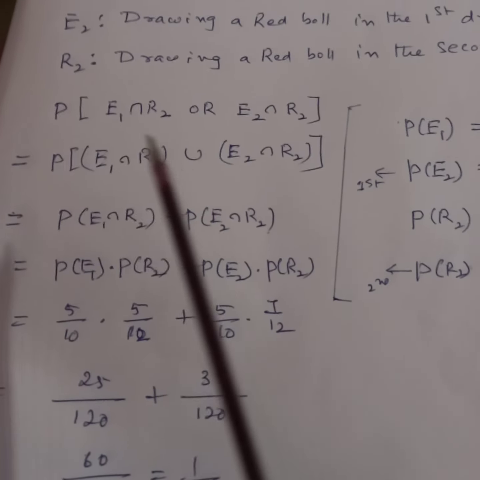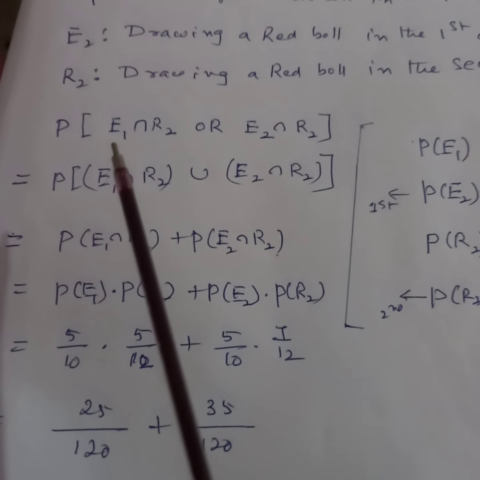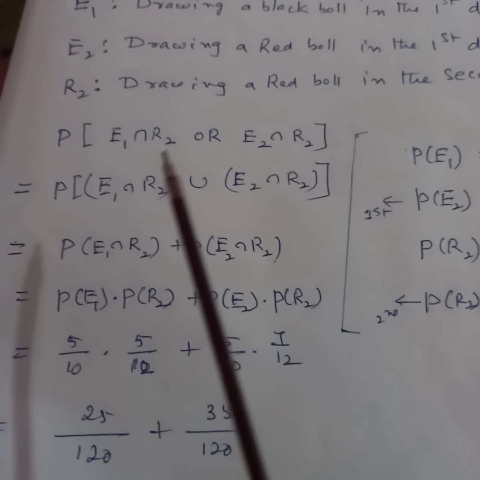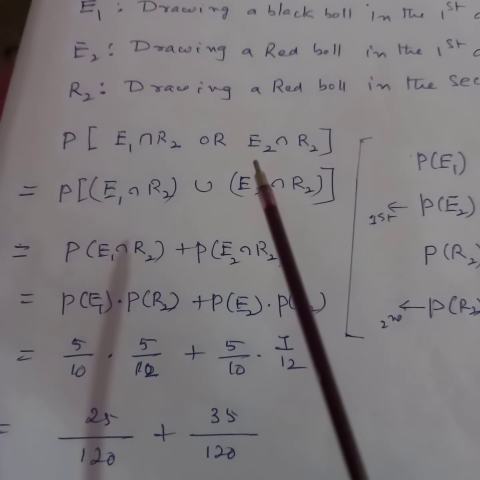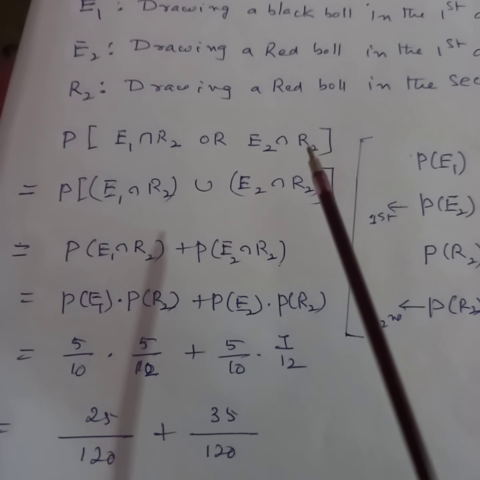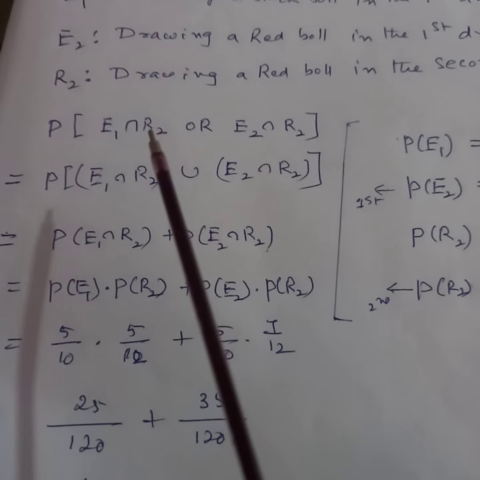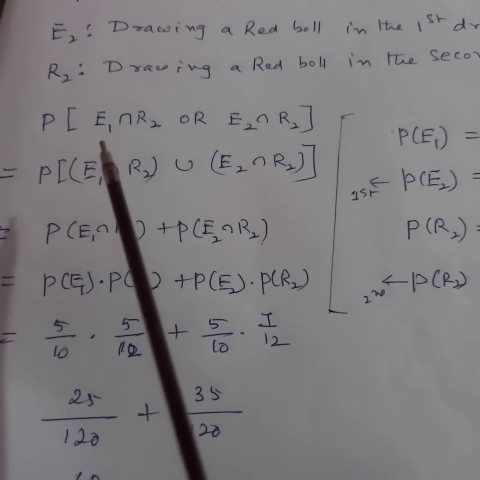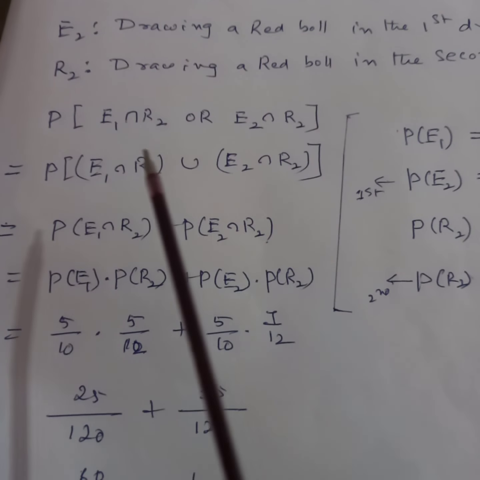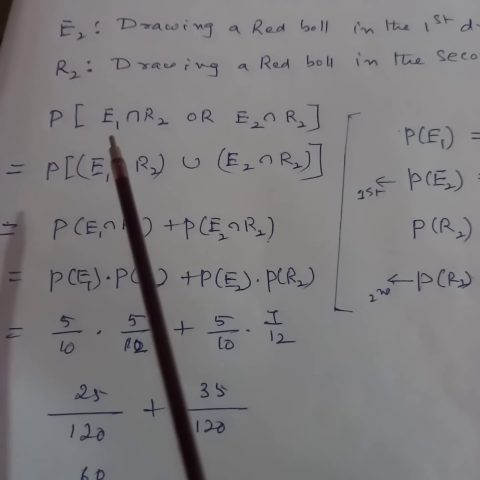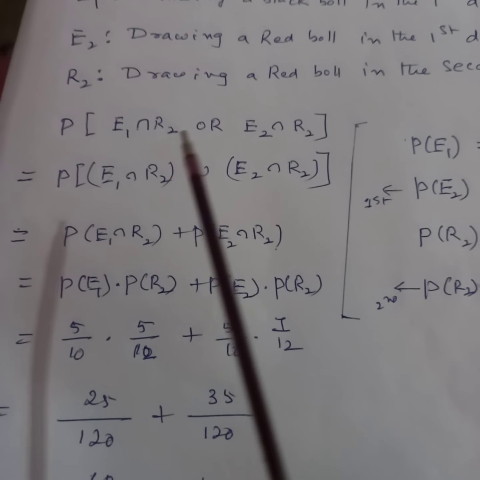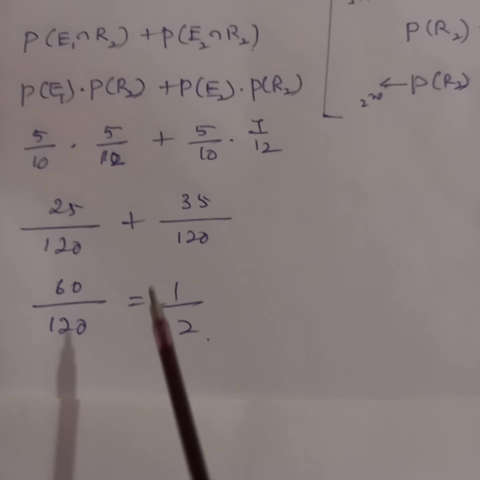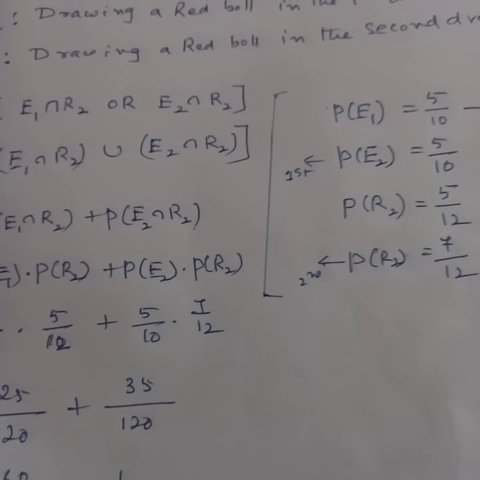So this probability of drawing a black ball and then a red ball, or a red ball and then a red ball, is half. Second time red ball, first time black ball or red ball. So the probability is half. I hope you have followed the problem. Thank you.